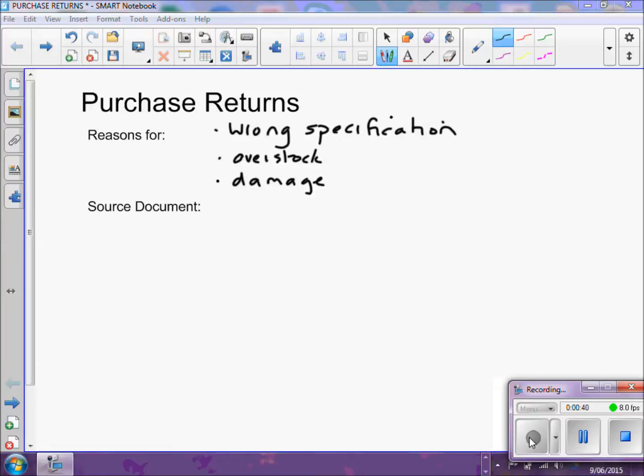What is the source document for a purchase return? Credit note. And how do I know that it's a purchase return credit note? Correct, it'll have the supplier's name on the top, not our name. It'll have the supplier's name and it'll be to us. I'll give you a chance to write that down.